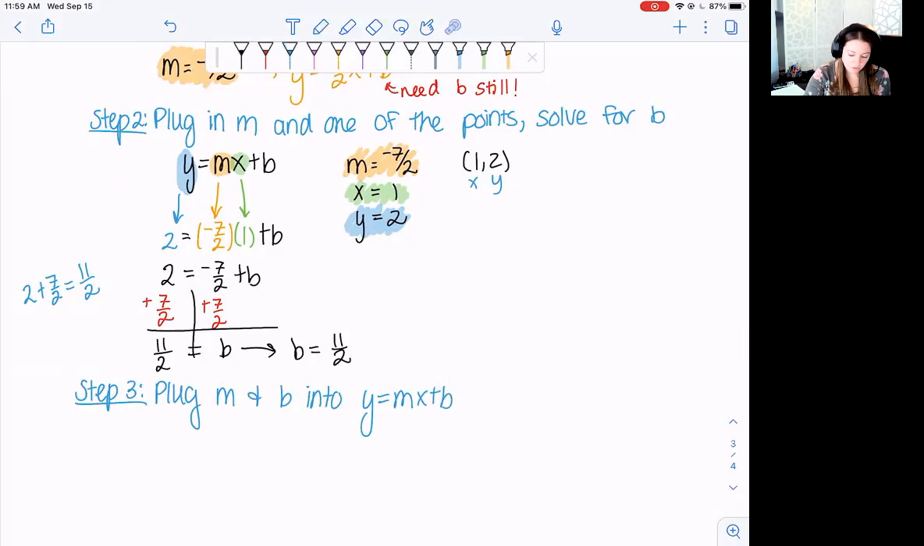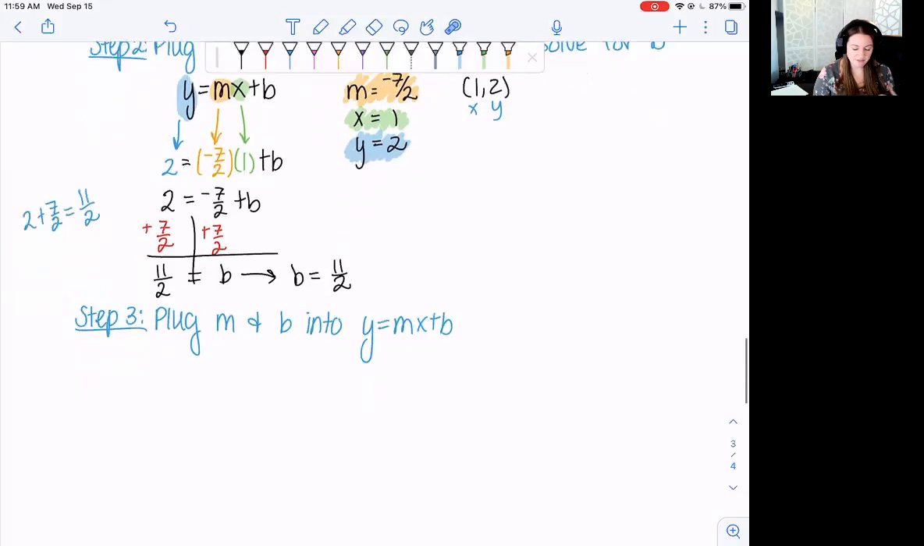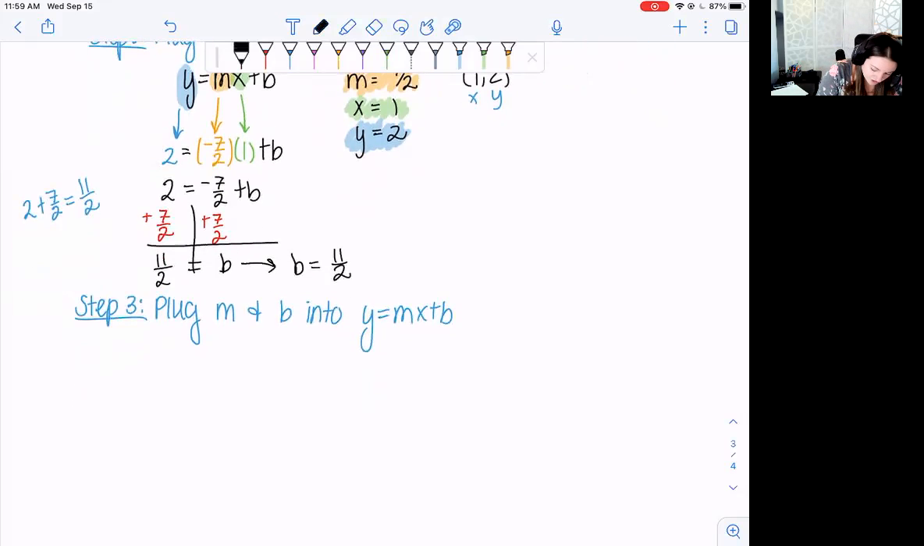One place where I've seen people go wrong on tests, especially in-person tests, is they'll do all the work, they'll get down to here, they'll get b, and then they'll just stop here. Right? So stopping right here is not giving an answer because we wanted a line as an answer. So you have all the components of a line, but you haven't put it all together. So make sure you're doing the full thing and doing y equals, our m is -7/2, and then b is 11/2. And that's our full answer.